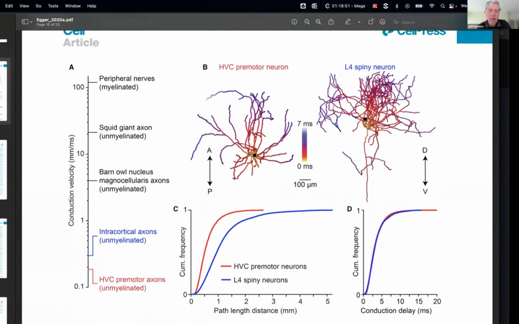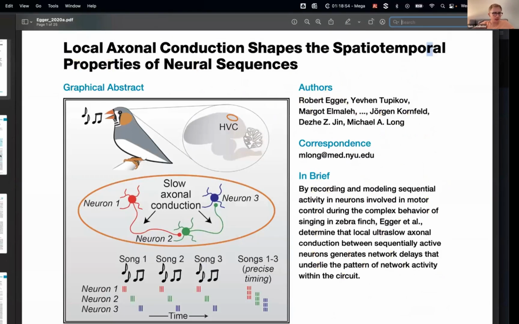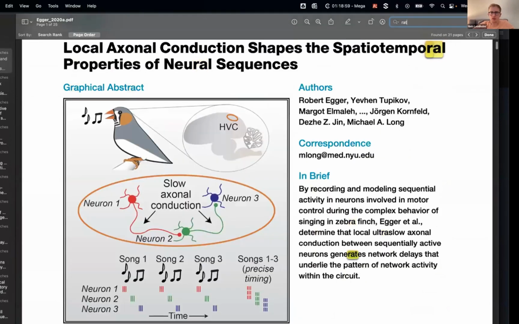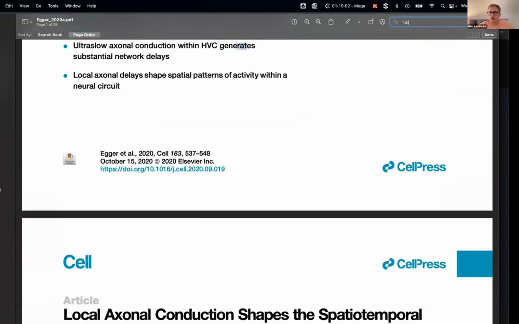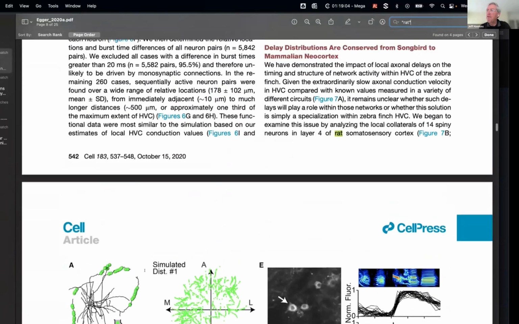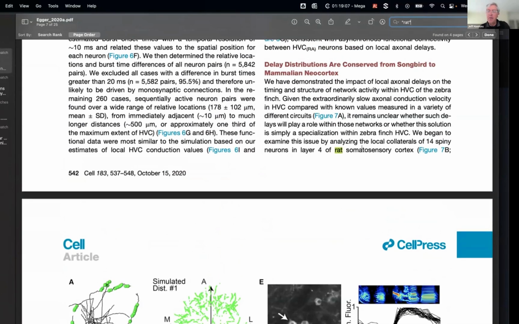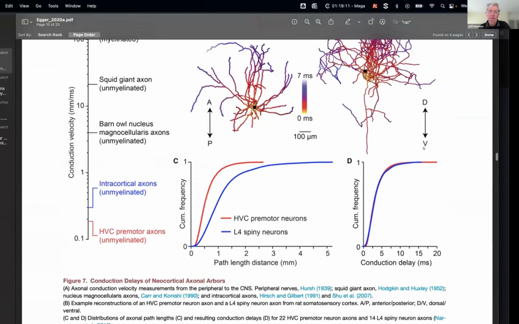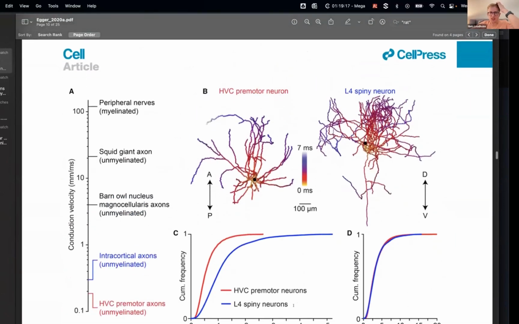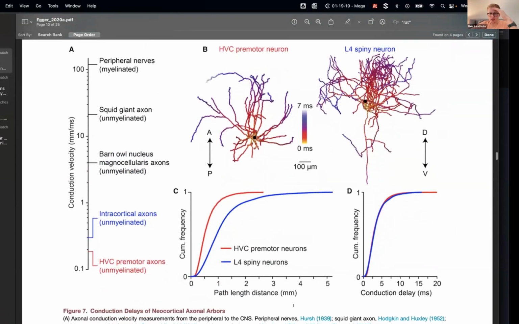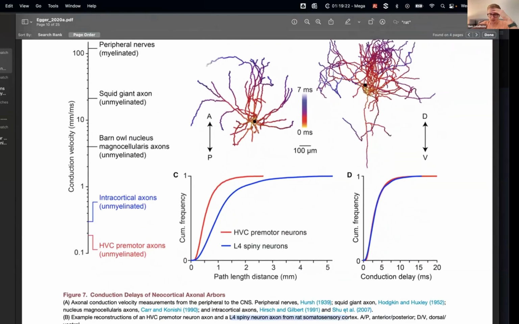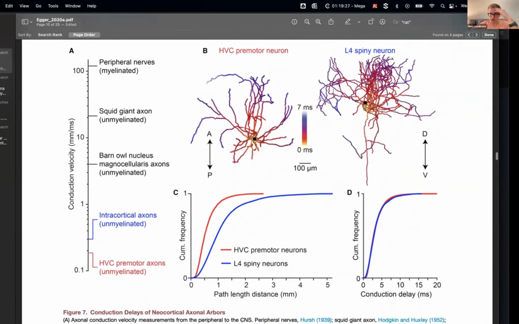Oh yeah, and actually, if I remember correctly, they also measured conduction delays in rats. If they're going to somehow explain birdsong, they have to go from something that's only a 10 millisecond delay to songs that are longer than that. Oh yeah, that makes more sense. Because I was going to say HPC premotor neuron, L4 spiny neuron. That sounds like mammalian stuff, but who knows? Anyways, yeah, this is from rat somatosensory cortex.